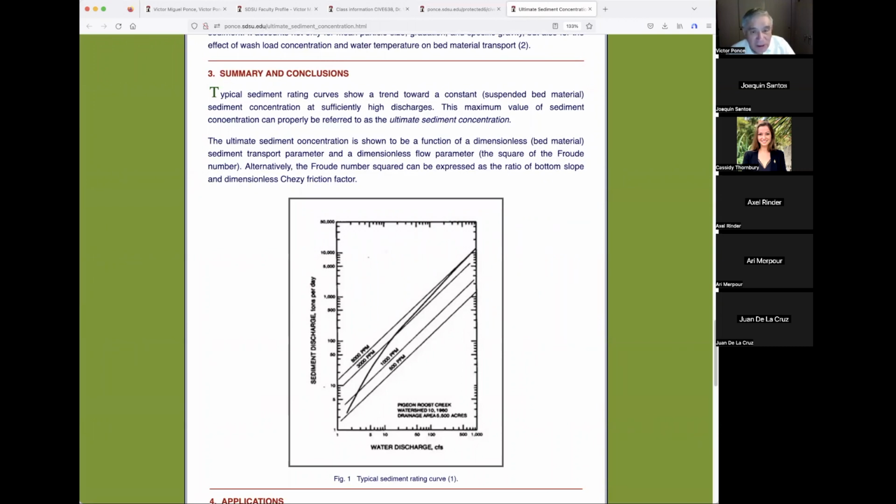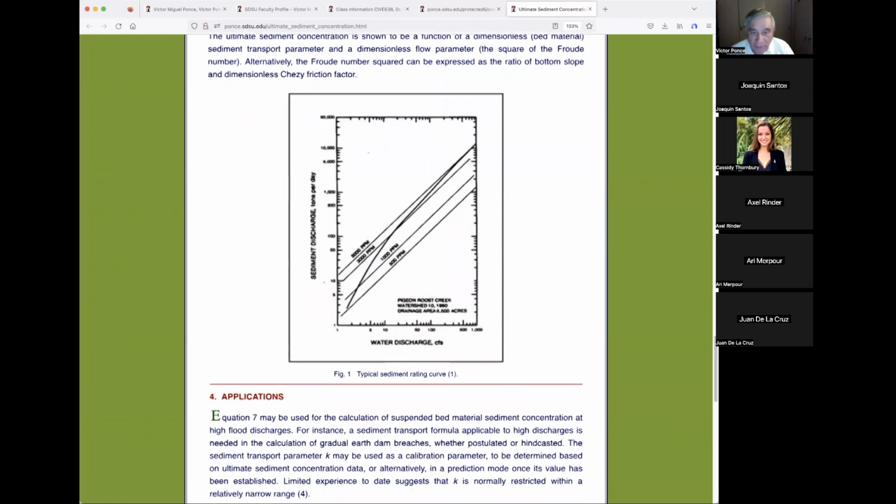The ultimate sediment concentration is shown to be a function of the dimensionless sediment transfer parameter and a dimensionless flow parameter, the square of the Froude number. Alternatively, the Froude number squared can be expressed as a ratio of bottom slope and dimensionless ratio of friction factor. I already talked about those equations because we already know that.